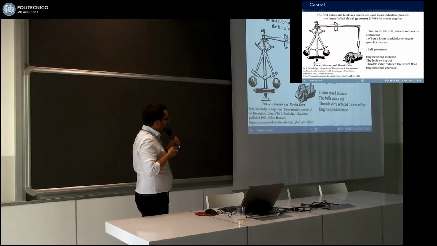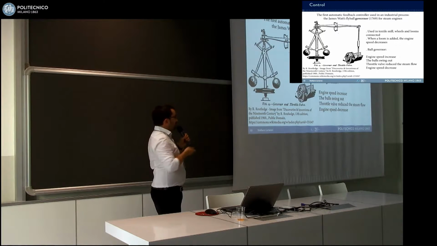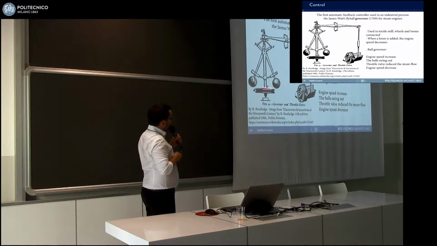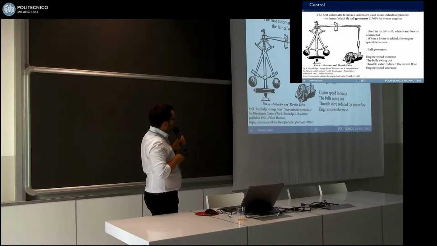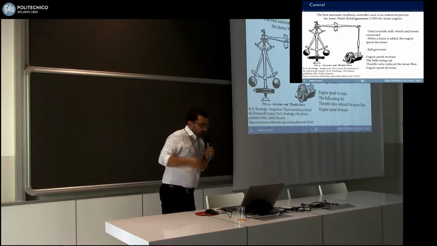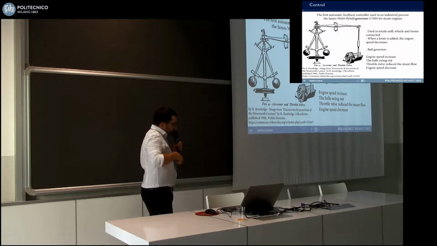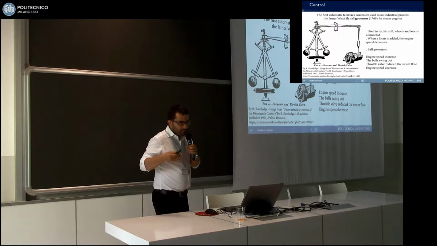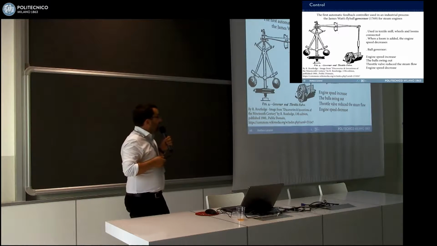They saw that when a loom is added, the engine speed decreases. So they invented, in particular James Watt invented, this ball governor. In case the engine speed increases, the balls swing out, and then the throttle valve reduces the steam flow which enters the steam engine, and then the engine speed decreases. So it's a real feedback control, the first one implemented as an automatic controller.